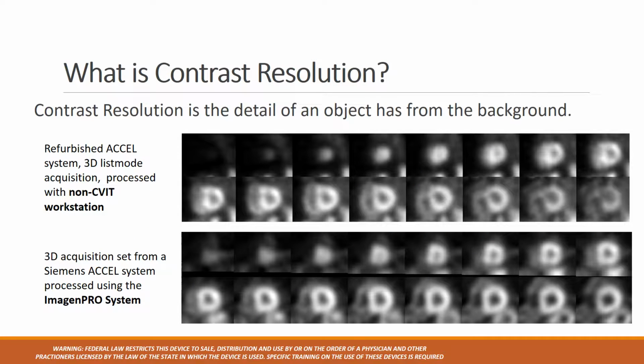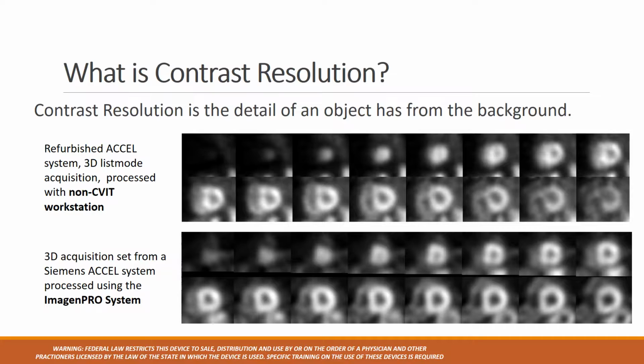Contrast resolution is different than spatial resolution. Contrast resolution describes the ability to differentiate features from the background. Displayed are two different 3D images, each acquired from an LSO dedicated PET system acquiring in 3D mode. The top row is processed on a non-CVIT workstation. In that image, uncorrected scatter reduces the dynamic range of the shades of gray. This limits the range of the shades that are available for identifying actual perfusion defects.